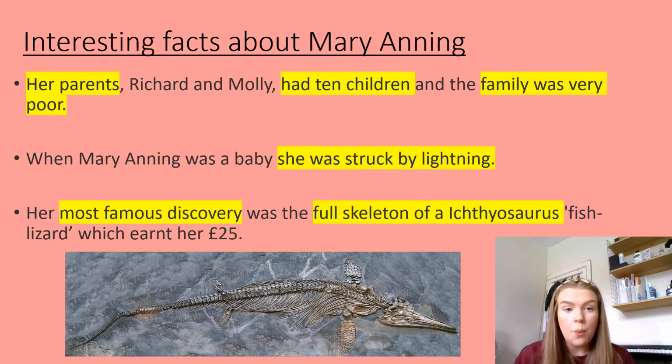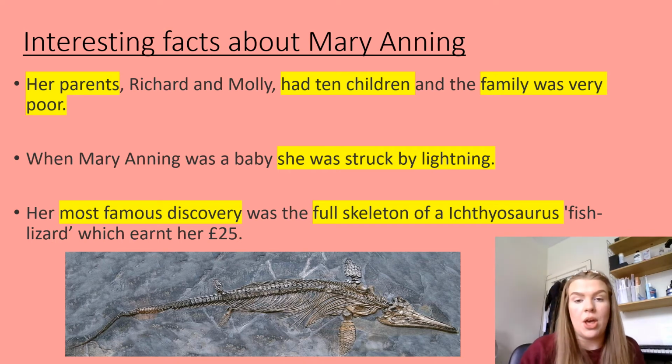So now we've learned why Mary Anning was significant, why she was important. We've also got to know some interesting facts about her that we could include on our fact files. So you could write down that her parents had 10 children. They were called Richard and Molly, and they had 10 children, and her family was very poor. Even though she had 9 brothers and sisters, only one of them lived to an adult age though. So she had lots of siblings die, which is very sad for her.